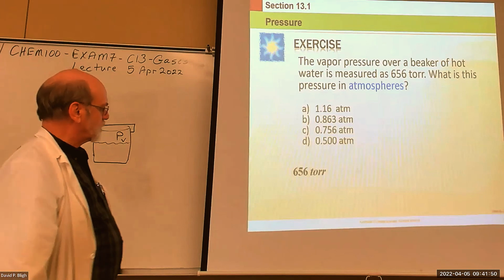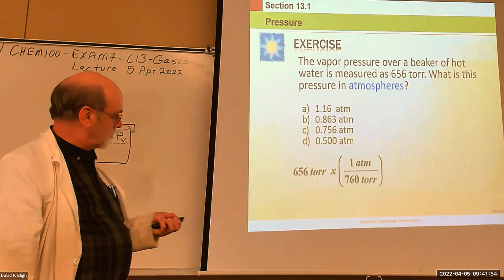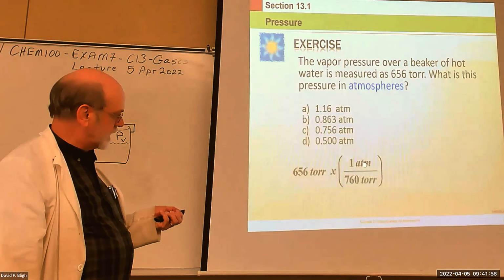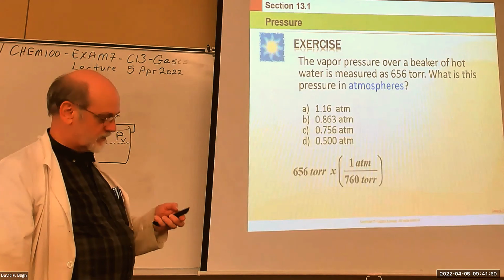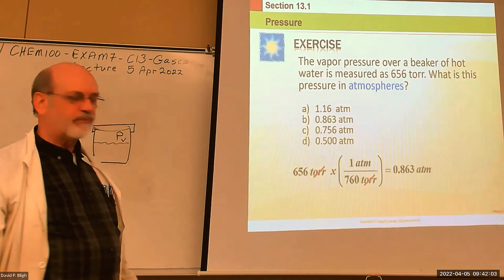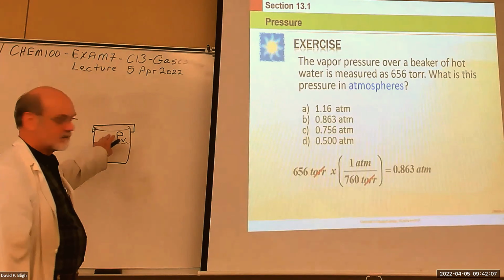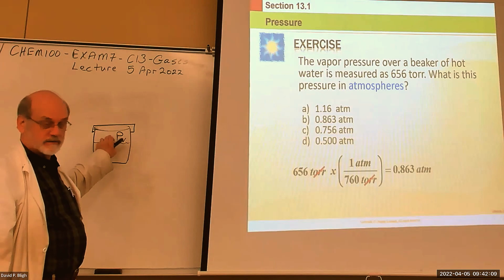So there you have 656 torr. Our conversion factor cancels torr and leaves us with atmospheres. Right? It's same as always. So we have 0.863 atmosphere inside the vapor pressure there.